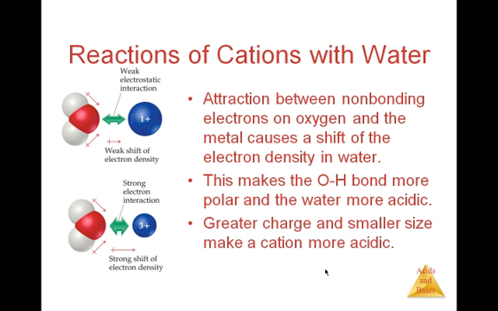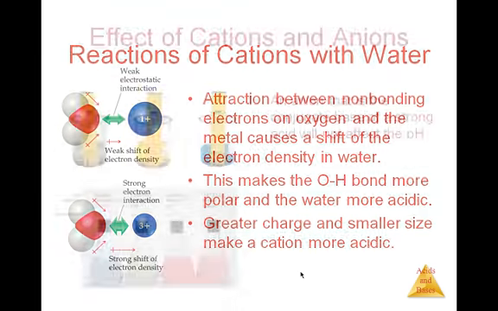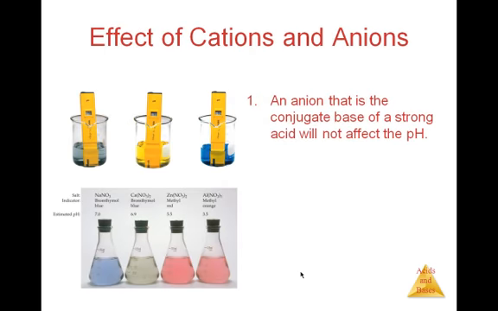Greater charge and smaller size make a cation more acidic. So the more positive it is, the more acidic your solution can be, because the attraction between that great positive charge and the smaller sized ion can rip off a hydrogen from the water, making it acidic. Alright, the effect of cations and anions. An anion that is the conjugate base of a strong acid is not going to affect the pH very much.